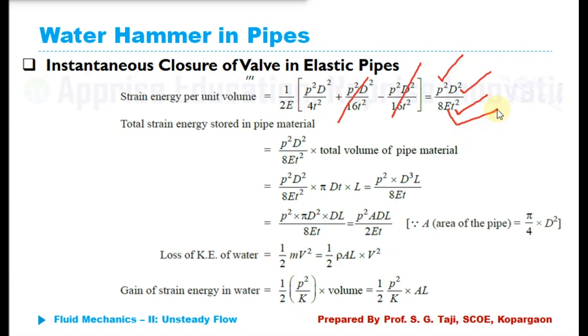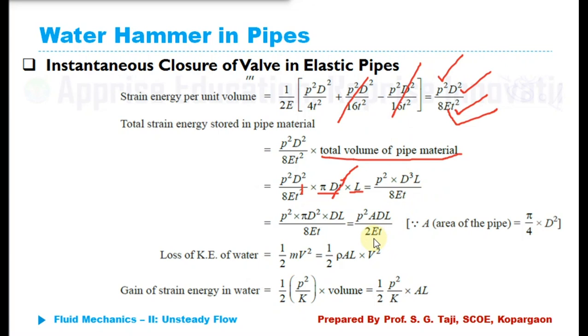Now, the total energy stored in the pipe: this was on a per unit basis. The stored strain energy was calculated per unit volume, so I am going to multiply it with the volume. So I will get the equation P square D square divided by 8E T square, multiplied by the total volume of the pipe material. Now the total volume can be calculated as pi D T multiplied by the length of the pipe, where T is the thickness of the pipe. By computing that value, one T gets cancelled. So the equation I am getting here is P square multiplied by D cube L divided by 8ET.